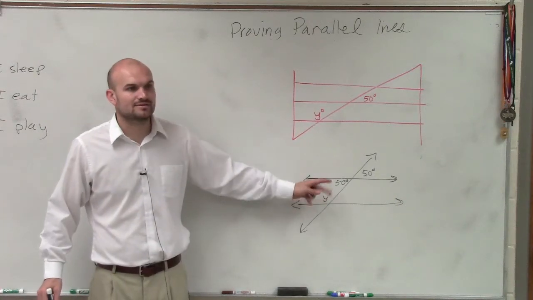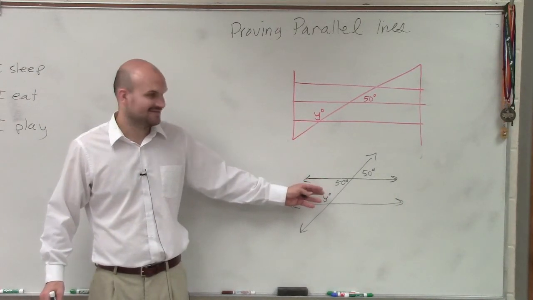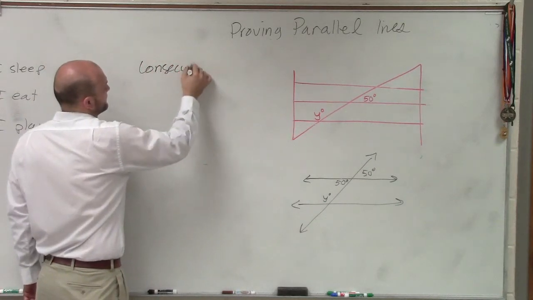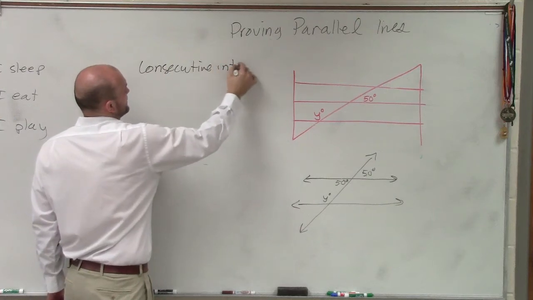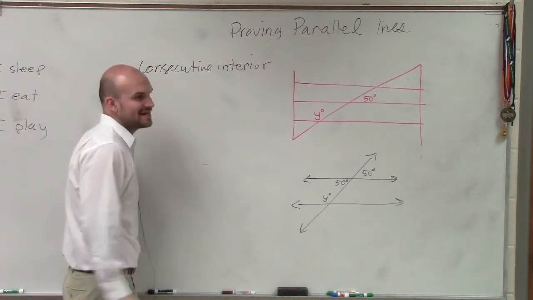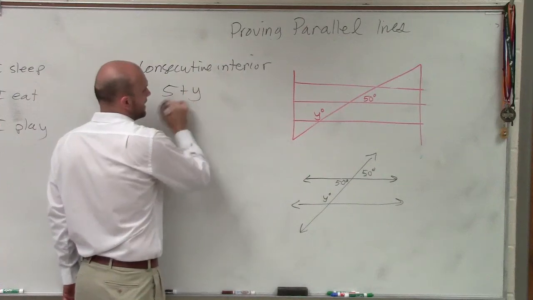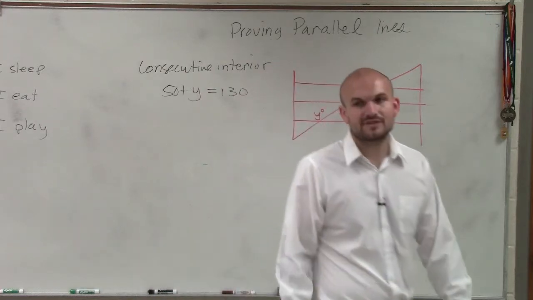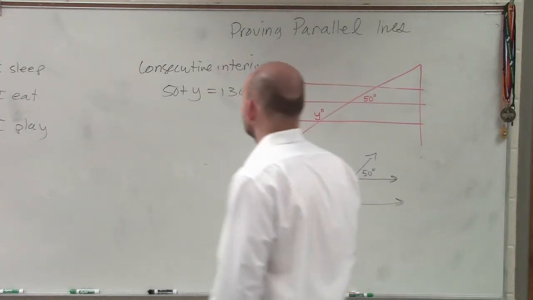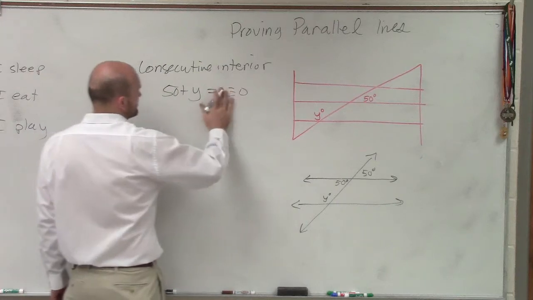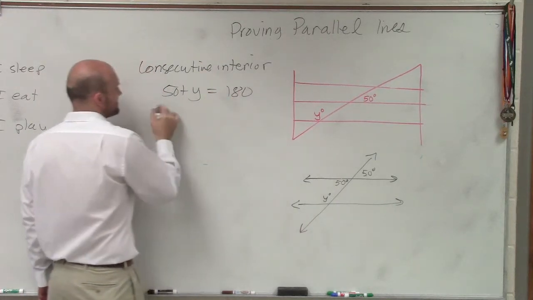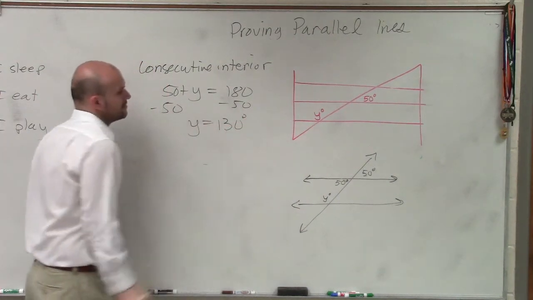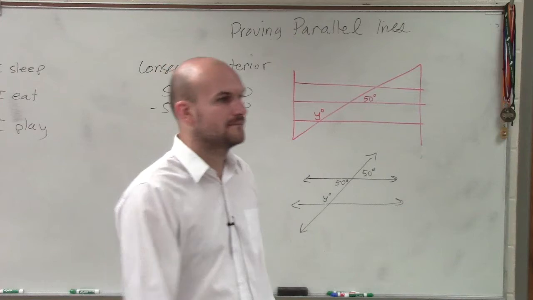Now, what are these two angles? Consecutive interior. So since they're consecutive interior, you know that 50 plus y equals 180, right? Because consecutive interior add up to 180. So we subtract... I'm just doing the math in my head. So y equals 130. Got it?